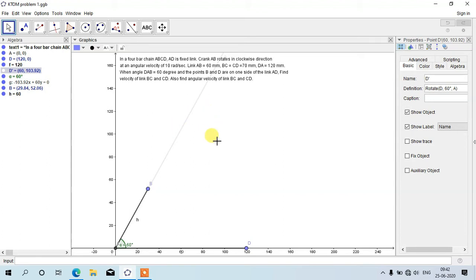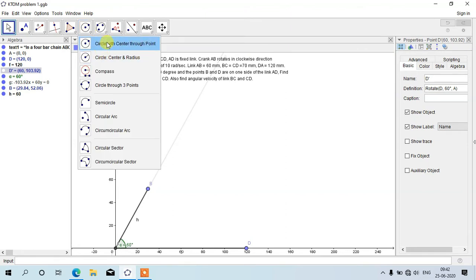Now how can we draw the other links, because no other details are given? So what we will do, we are given the lengths of these links. Both the links have 70 mm length. So we will make arcs of 70 mm from point B and from point D, and at the intersection of both the arcs we can find point C. So let's do that.